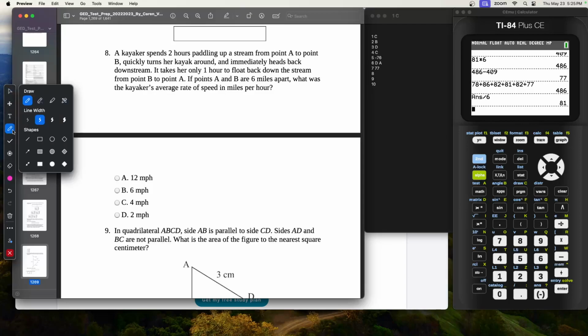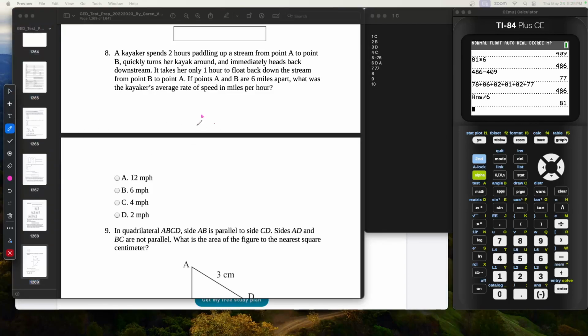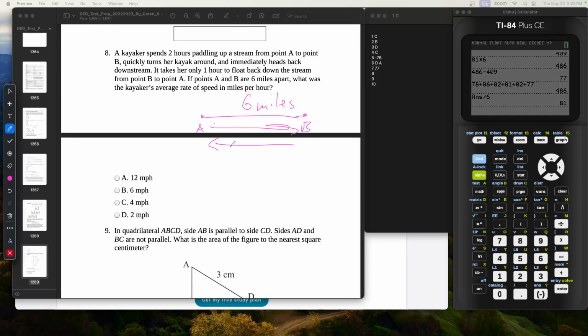Okay, hopefully you understand what they're saying, right? So we have point A, point B. This is 6 miles. The kayaker goes this way. It takes 2 hours. They go back. That only takes an hour. So that's 3 hours total, right?